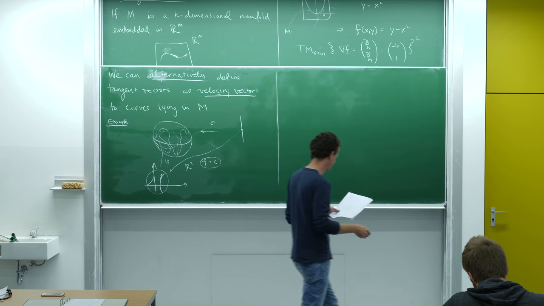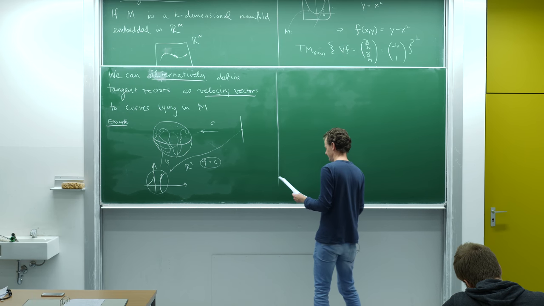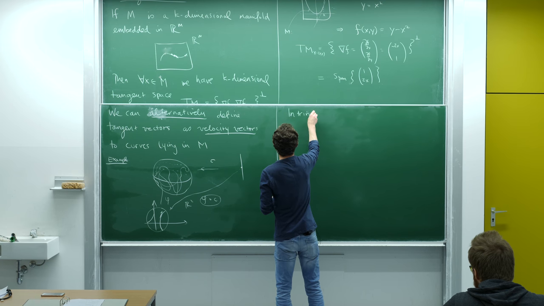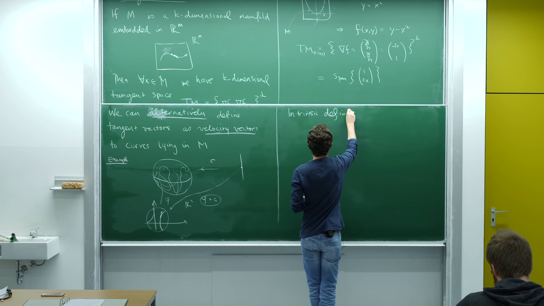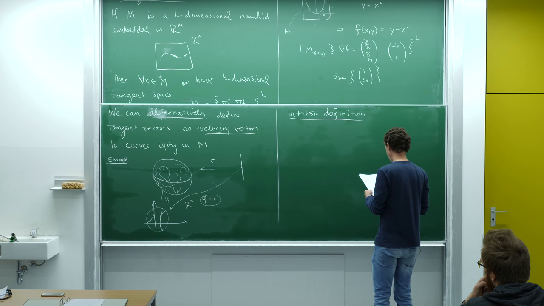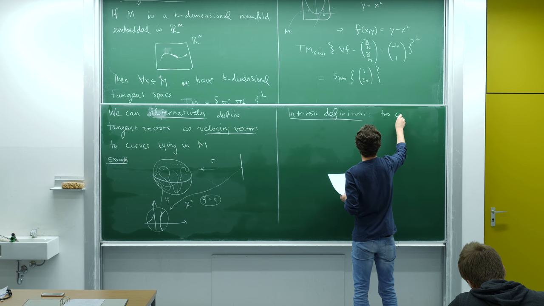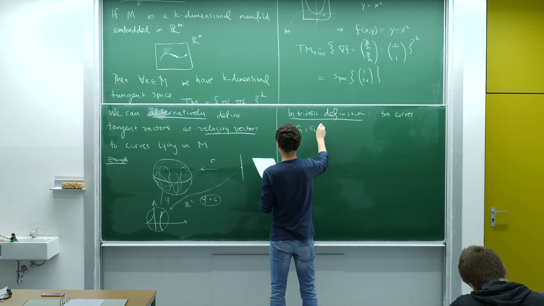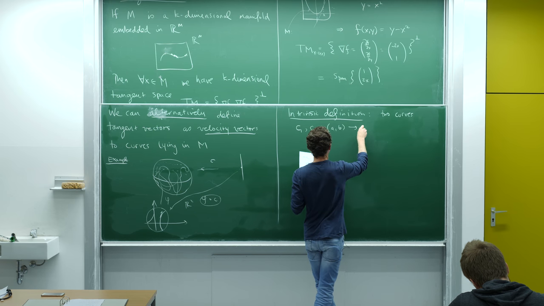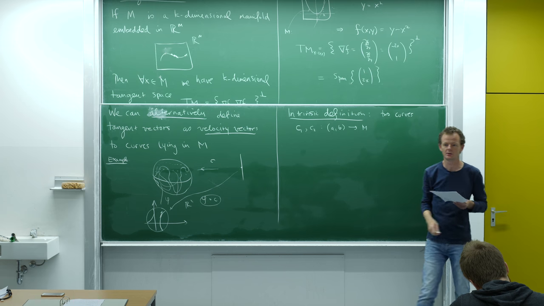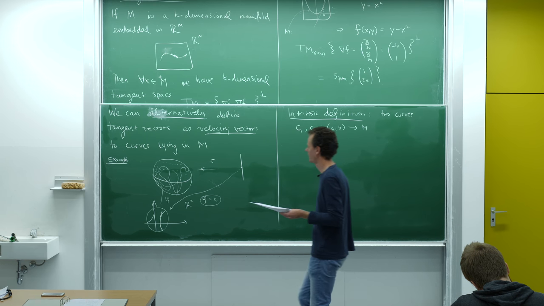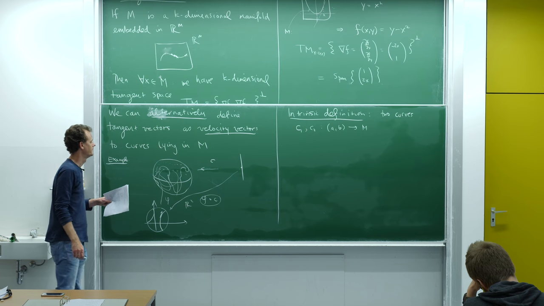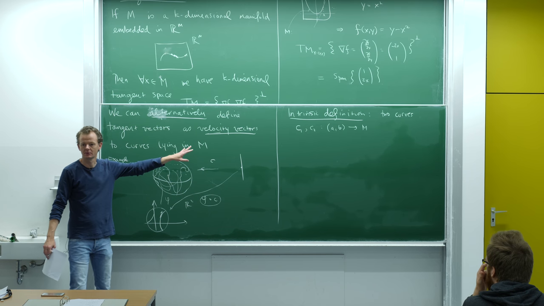So let's try and capture that as a definition. And to do that, we're going to have to work a little bit harder. I'm going to do it by using another trick, another general kind of trick. And that trick is motivated by this velocity vector construction.